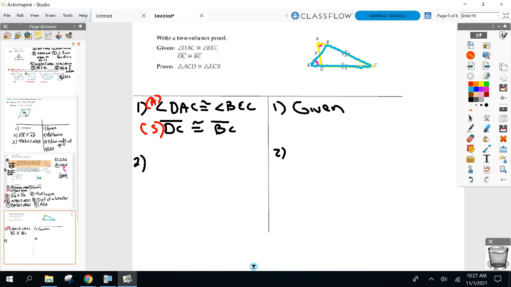Let's see if we can find something within those two triangles. You've got to find it on your own because we used up all our givens. The givens are used up. It's got to be a full angle or a full side. Don't overcomplicate it.